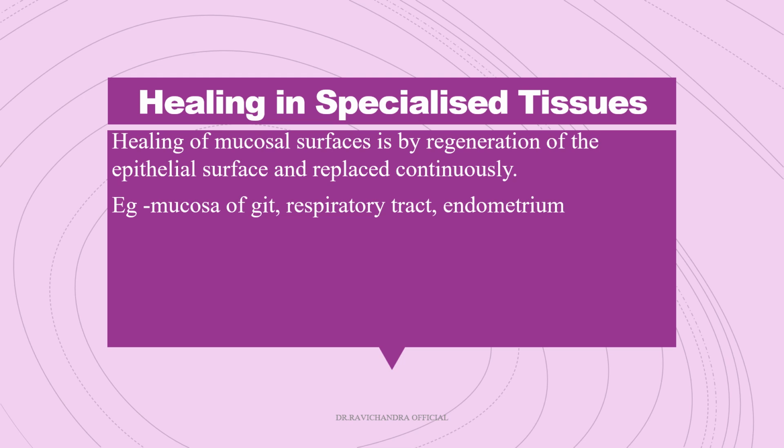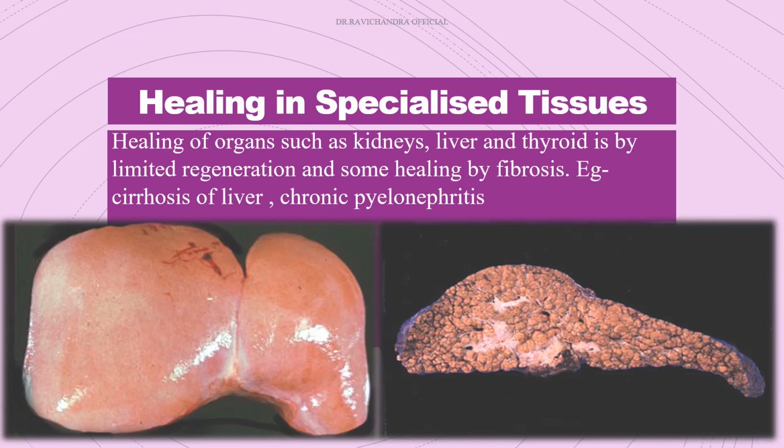Healing of the mucosal surfaces is by regeneration of the epithelial surface, which is replaced continuously. Examples will be GIT mucosa, respiratory tract, endometrium. This picture is showing a liver and healing of the organs such as kidneys, liver and thyroid with limited regeneration and some healing by fibrosis. Classical examples will be cirrhosis of liver and chronic pyelonephritis.